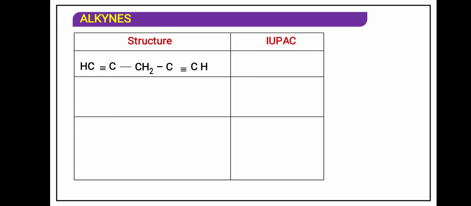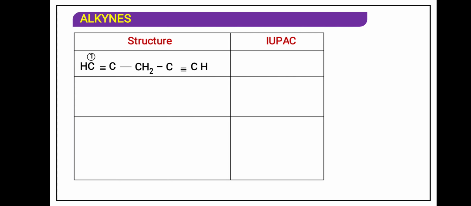Now in this compound, 2 triple bonds have been introduced. Remember carefully for IUPAC, whenever the same functional group is repeated more than one time, that is 2 or 3, then for an alkane, AN is replaced by YNE, and the A of AN is retained.